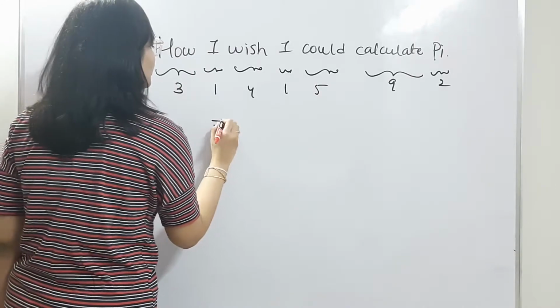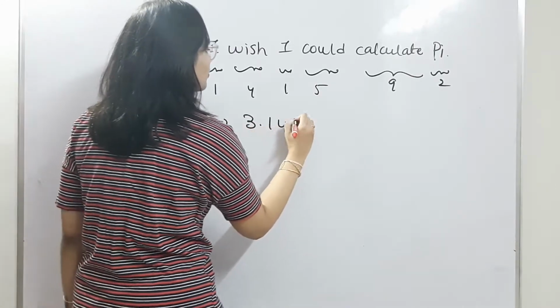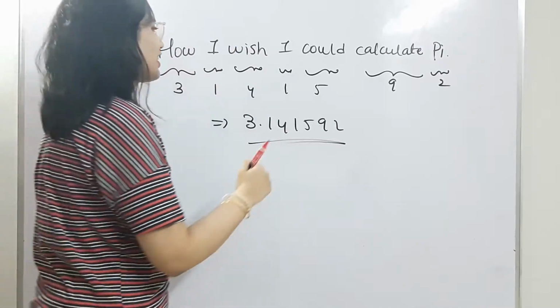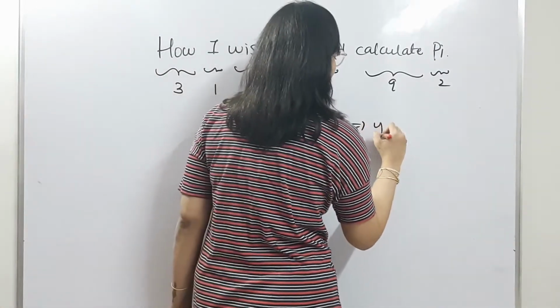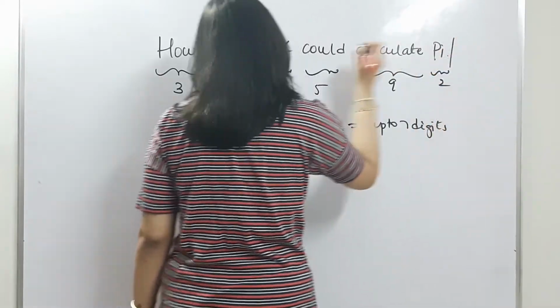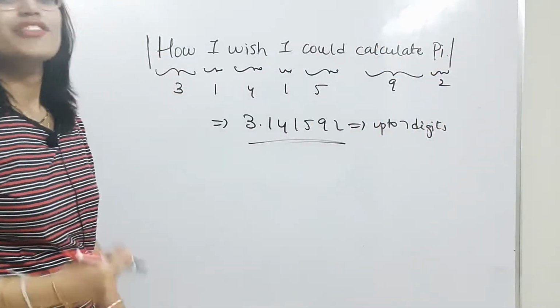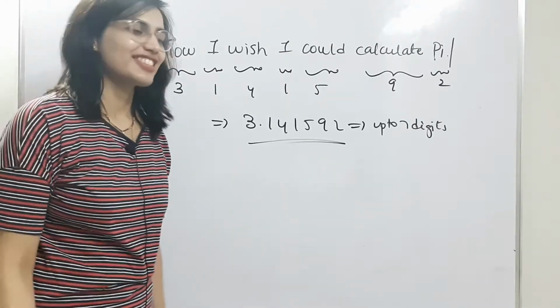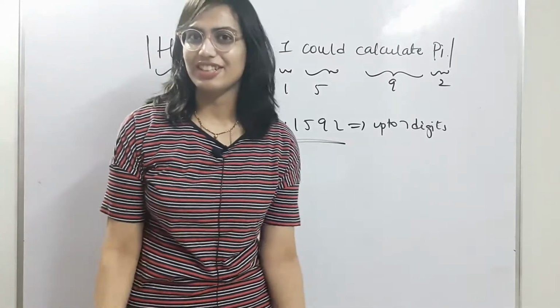So how do you write the value of pi as 3.141592? See, so this is the value of pi up to 7 digits. So using this sentence, if you remember this, how I wish I could calculate pi, then you will get the value of pi up to 7 digits. You can use this in any of your calculations.